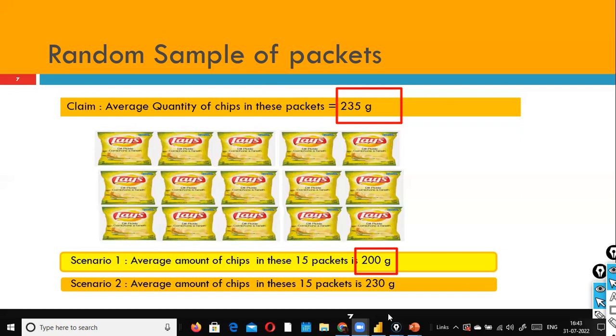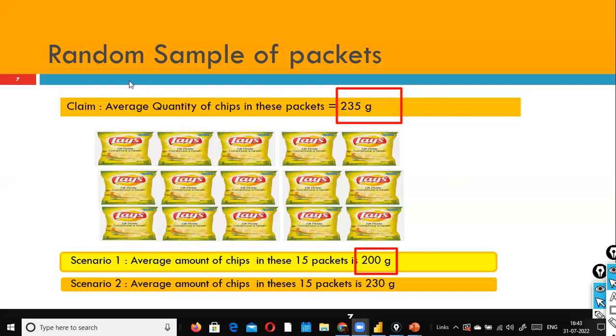What is your thought here? See, it's simple here. You go and buy 15 packets, unpack them, weigh them and take the average. In scenario one, you are getting 200 gram. Obviously you say the statement made by the manufacturer was not correct, and I'm going to reject it because it comes around 200 gram only. But in this case, they're somewhat close, right? Hence, we cannot say that I'm going to reject the statement made by the manufacturer.